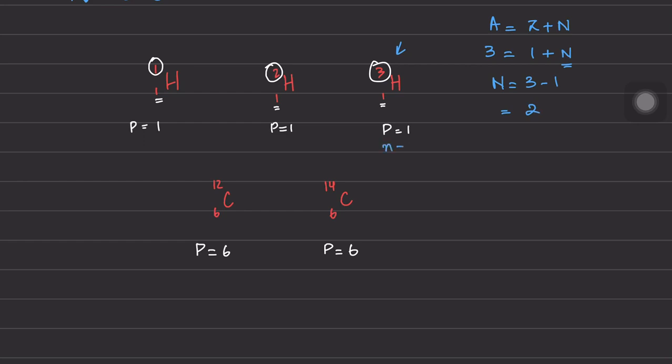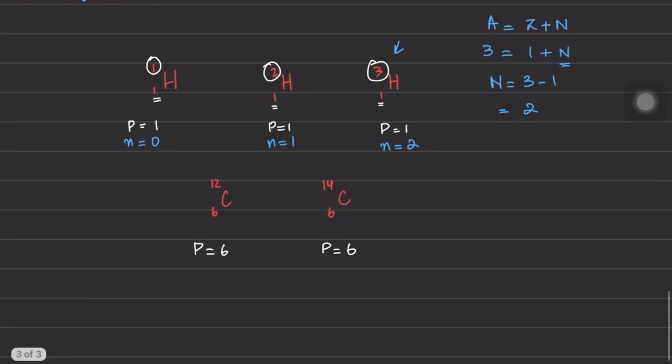So in this case, how many neutrons do we have? 2. In this case, how many neutrons? 1. In this case? 0. For the other example, how many neutrons do we have? 12 minus 6, 6. And here? 14 minus 6, which is 8.